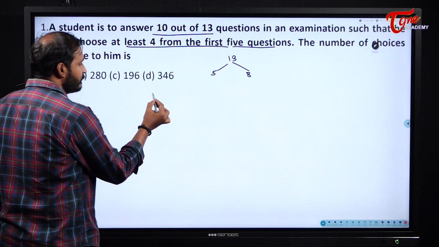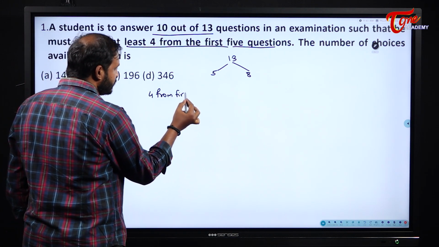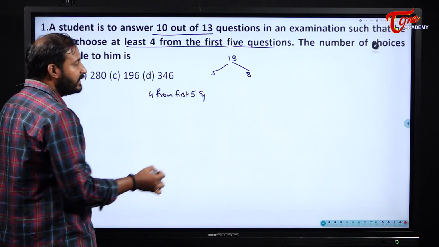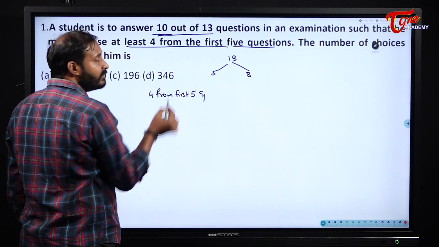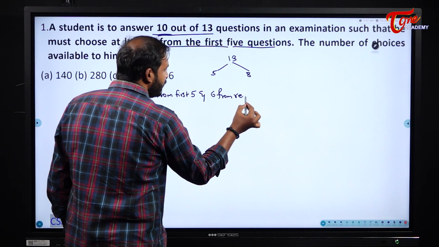So what I will do is 4 from the first 5, and the remaining 6 should be from the remaining 8, right? Why? Because overall he needs to attempt 10 questions. 6 from the remaining 8.